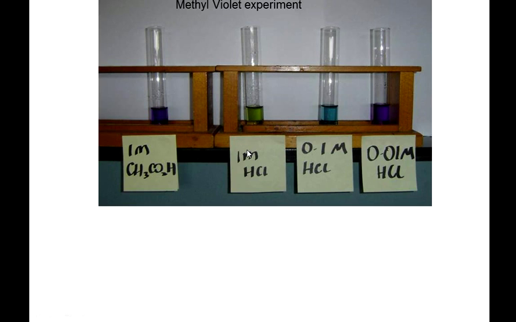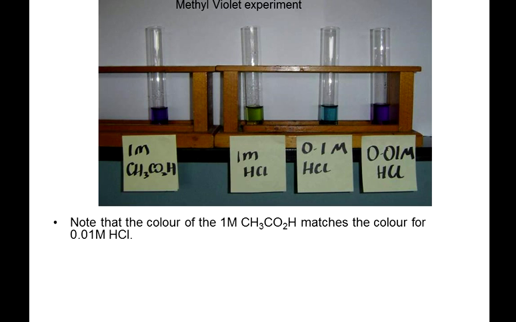So what's been done is that solution has been subjected to a 1 in 10 dilution to make a 0.1 molar solution. And when the methyl violet was added to that, we can see that it is a light blue, still not the purple. Doing a successive dilution on that, so taking a 1 in 10 dilution of this solution, we created the 0.01 molar solution of hydrochloric acid, and now we can see we have a match, that we have the same number of hydrogen ions in this 0.01 molar solution of hydrochloric acid as in the 1 molar solution of the acetic acid.